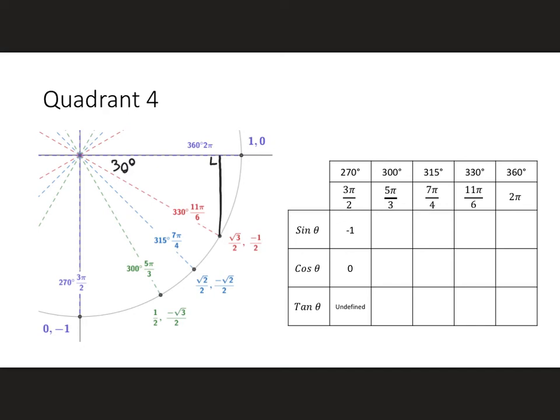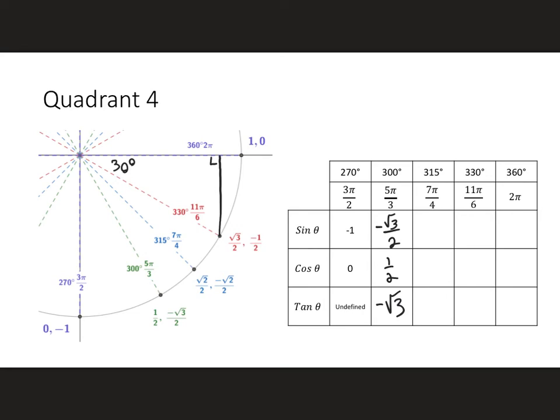So for 300 degrees, or 5 pi over 3 radians, our y value is negative square root of 3 over 2. Our x value is 1/2. And if you divide those two, the 2's will drop out. You'll end up with negative square root of 3.